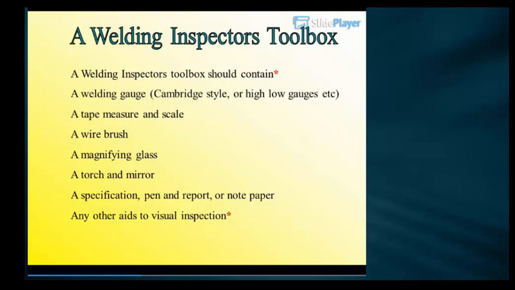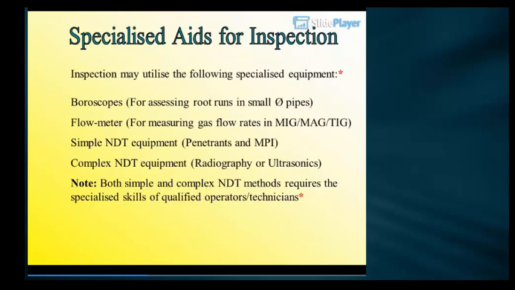A welding inspector's toolbox. A welding inspector's toolbox should contain a welding gauge, Cambridge style, or high-low gauges, etc. A tape measure and scale. A wire brush. A magnifying glass. A torch and mirror. A specification, pen and report or note paper. Any other aids to visual inspection. Specialized aids for inspection.